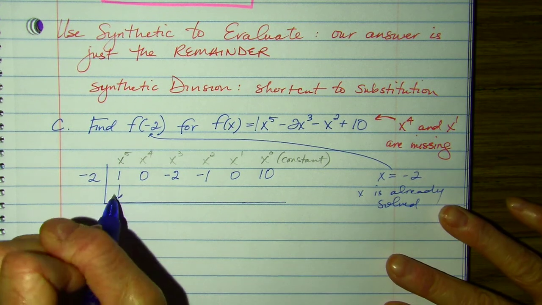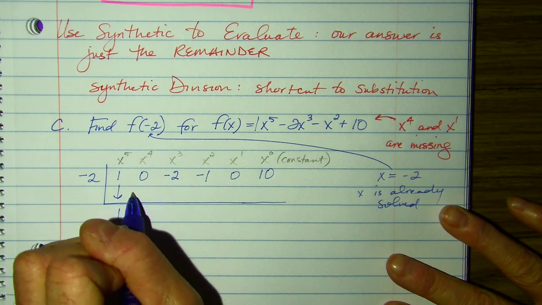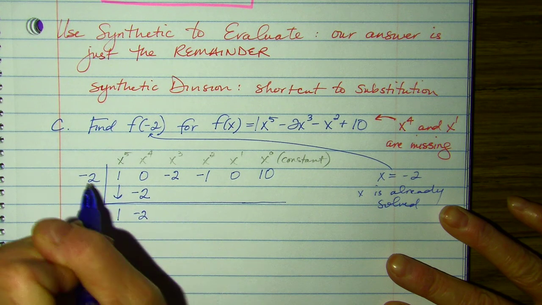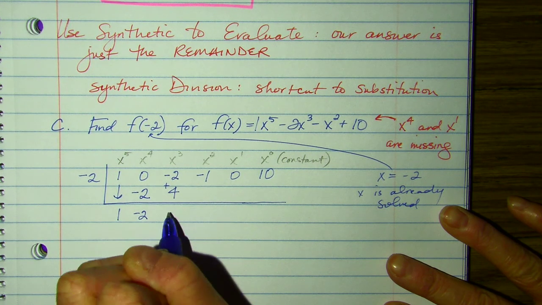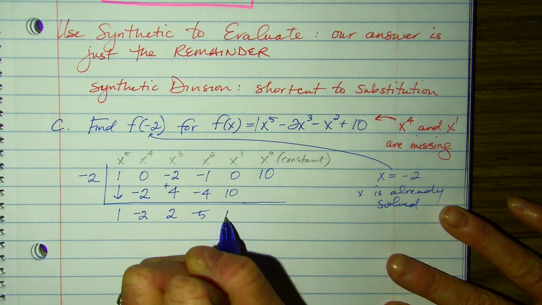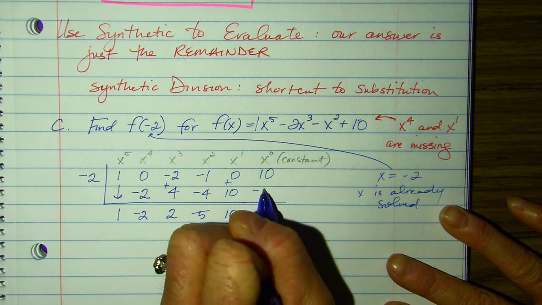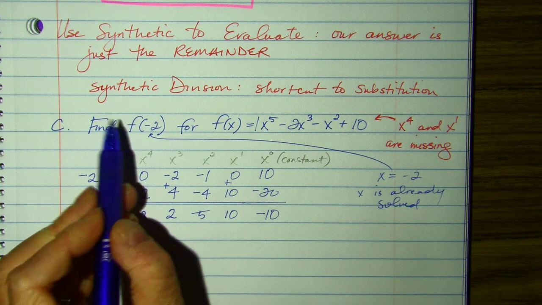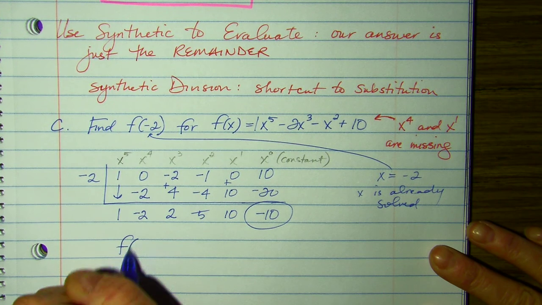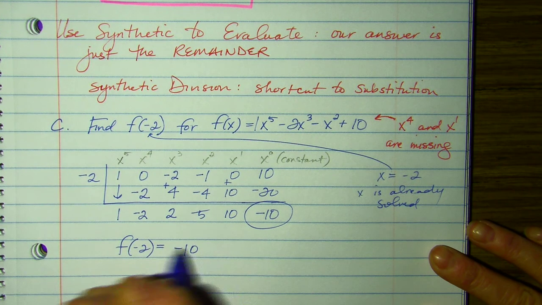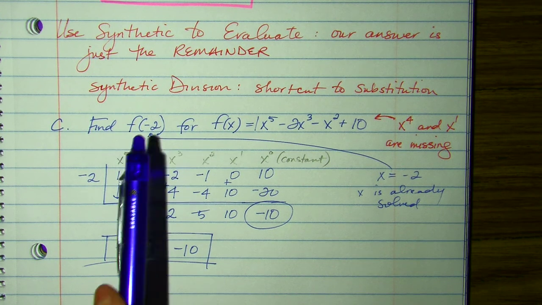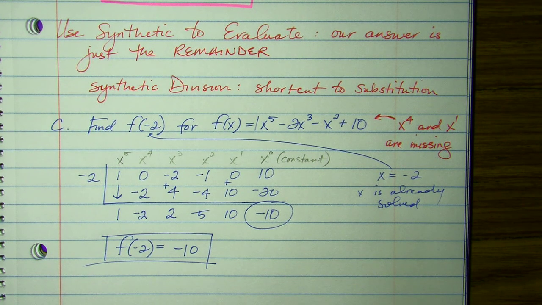So I'm going to fill this in, 1. 1 times -2 is -2. 0 minus 2 is -2. -2 times -2 is 4. -2 plus 4 is 2. -4, -5, 10. 0 plus 10, -20, -10. Now, because I'm evaluating, my answer is just -10. So the function at -2 equals -10. Okay, I'm not dividing here. They asked me for the value of y, which is your remainder.